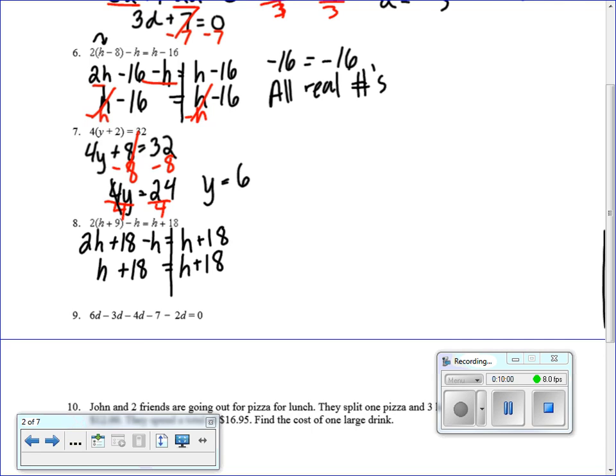We have variables on both sides, so we want to make sure that we get rid of one of the variables. So if I get rid of this one, I would subtract h. Again, to get rid of a positive h, we subtract it. That cancels out. This cancels out, and we're left with 18 is equal to 18. Again, that is a true statement. Because we have a true statement there, the solution for this one would be all real numbers.